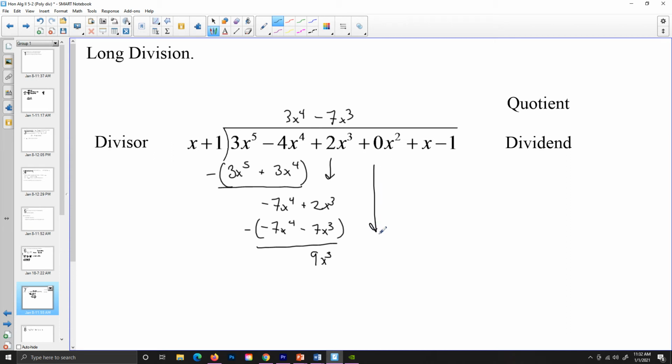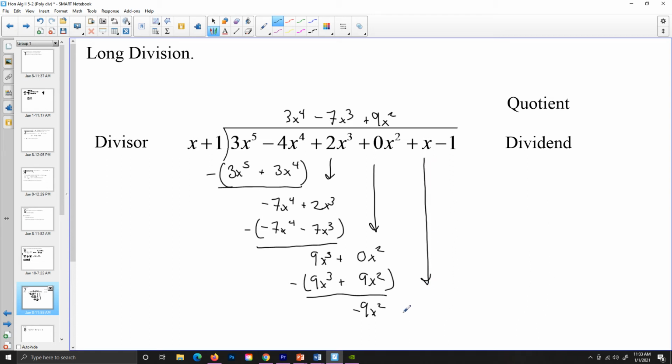I then bring down my 0x squared. I ask myself, what times x is 9x to the third? Well, 9x squared times x is 9x to the third. And then 9x squared times 1 is 9x squared. When I do this subtraction, these cancel and I'm left with negative 9x squared in that column.